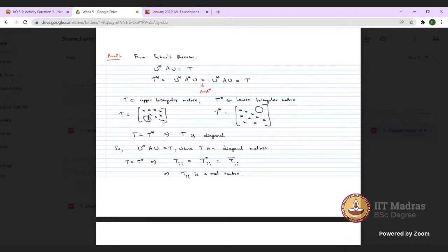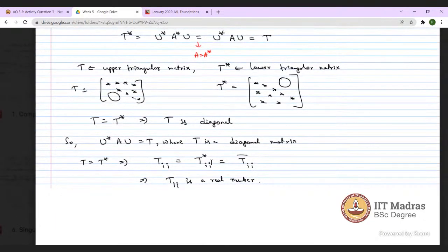This is just like A equals A star, but here all the non-diagonal elements are initially zero. That means the upper non-diagonal elements are 0, which means the lower non-diagonal elements should also be 0. Only in that case can T equals T star happen. Is this clear, what I'm trying to say?